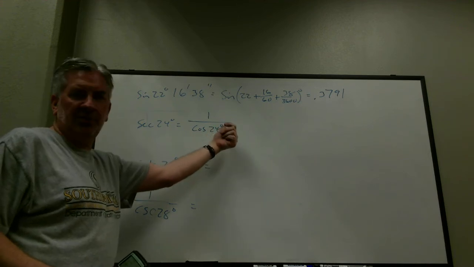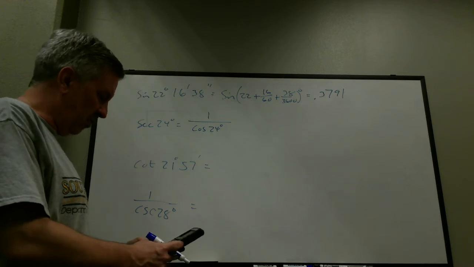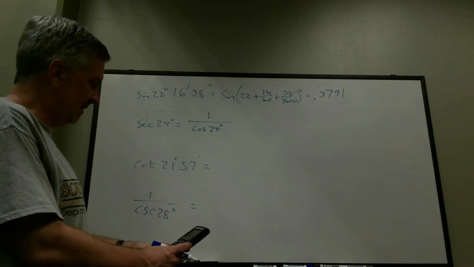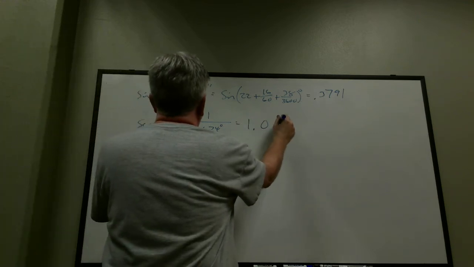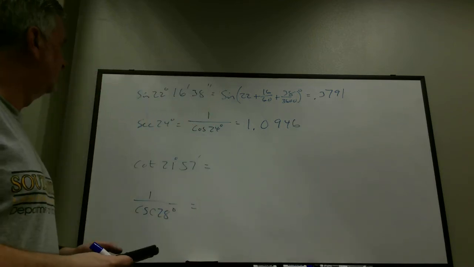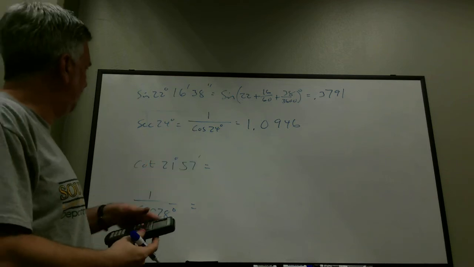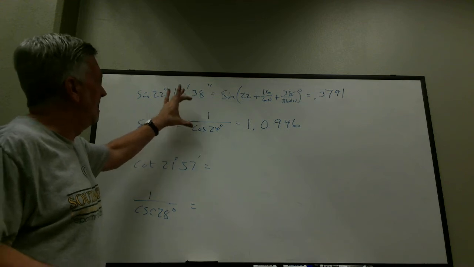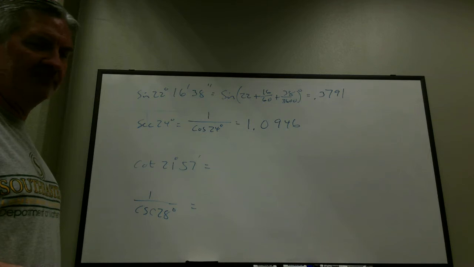Again, you don't need the degree sign because you're in degree mode. The calculator knows it's 24 degrees. So 1 divided by cosine 24, and close out your parentheses, to 4 places is 1.0946. If you're in degree mode, that's the answer you should get when you type it in. So for secant of 24, there's no secant button, so you have to think of it this way. Type this in, and the secant of 24 degrees is 1.0946.